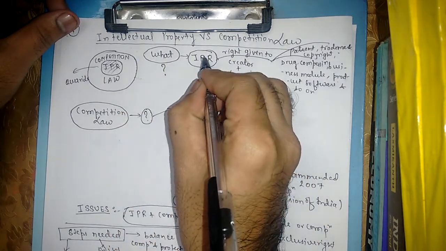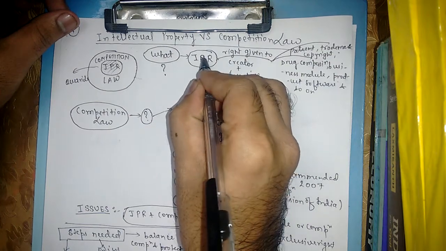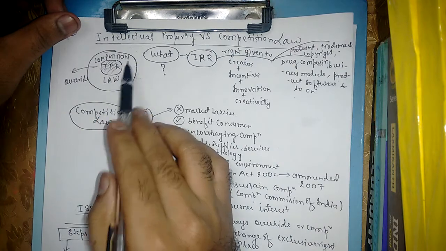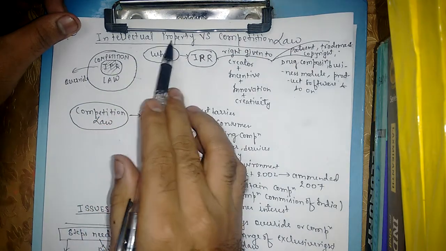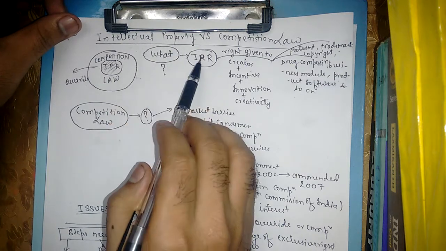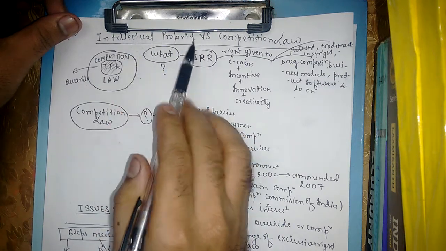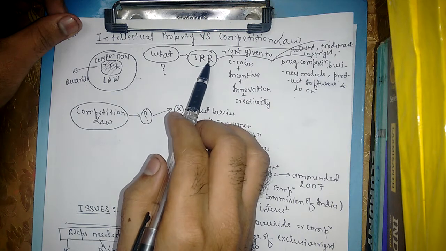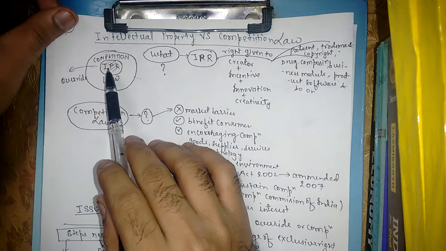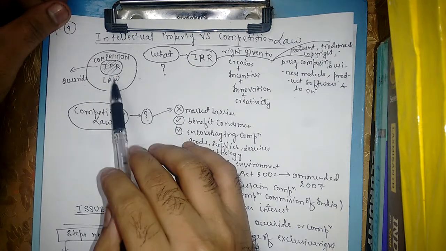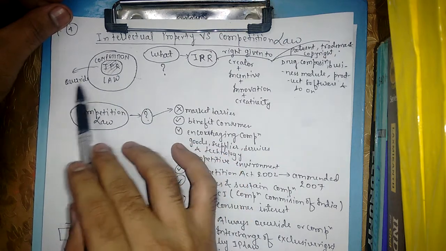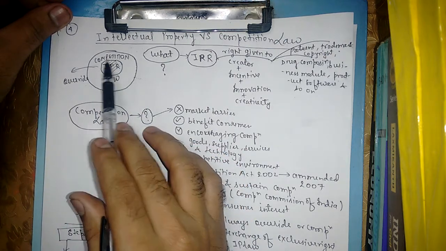It's not R, it's P, my mistake in writing. So this is competition law and intellectual property right, IPR in short. From this diagram you can see that competition law as well as intellectual property right both of them override each other.